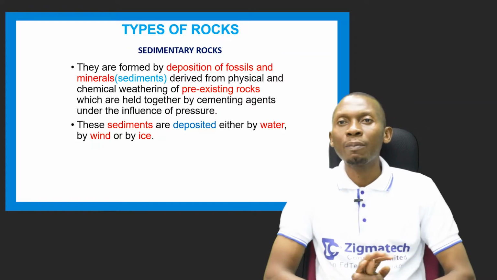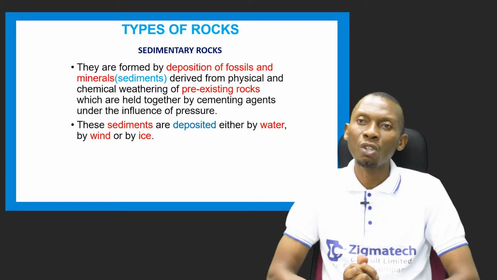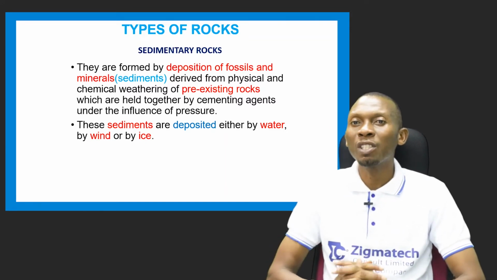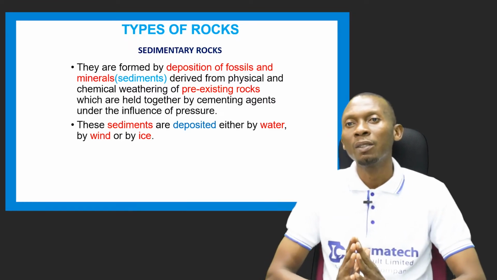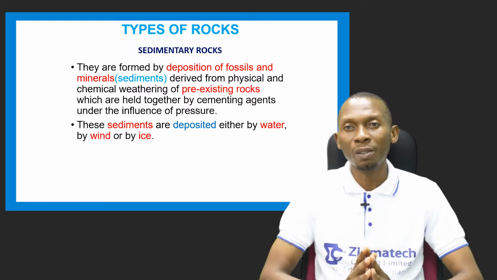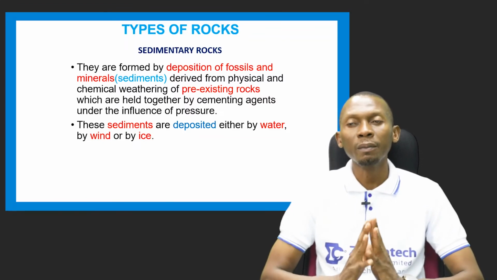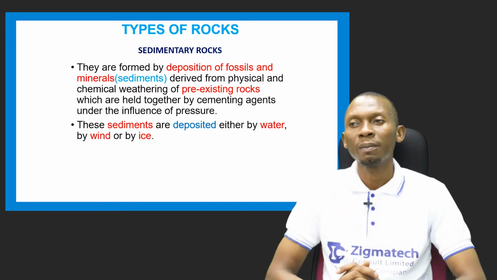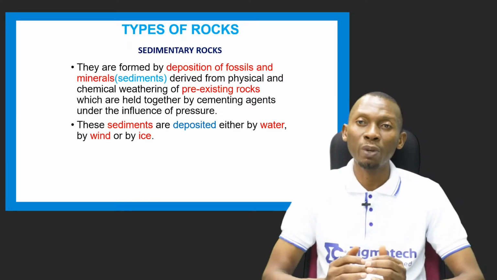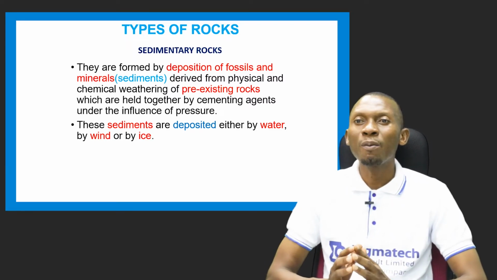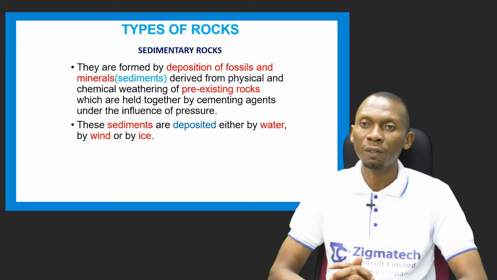Now let's take a look at another type of rock called sedimentary rock. Now, how are sedimentary rocks formed? They are formed by the deposition of fossils. And what are fossils? These are dead remains of plants and animals. So they are formed by the deposition of fossils and minerals, which are called sediments, derived from the physical and chemical weathering of pre-existing rocks. So they are derived from the physical and chemical weathering, which has to do with the breaking down of rocks to form soil, of pre-existing rocks, which are held together by cementing agents under the influence of pressure.